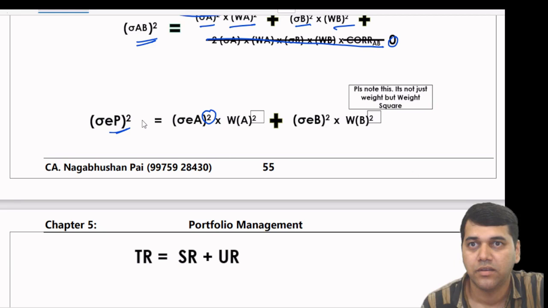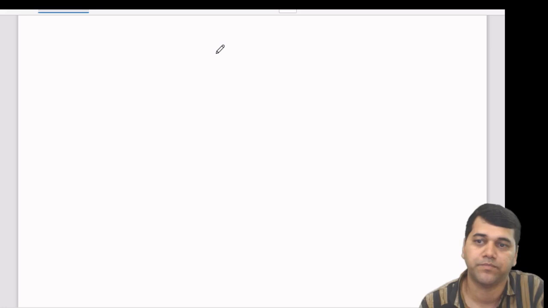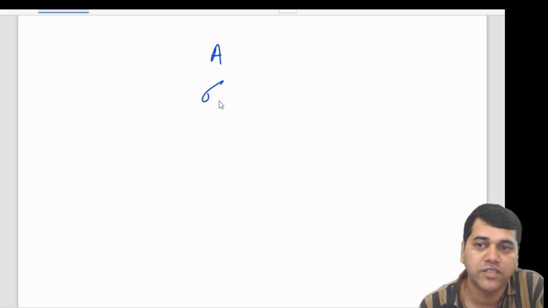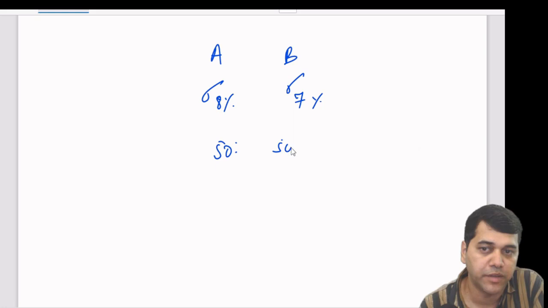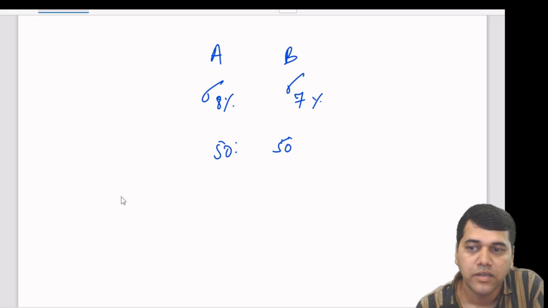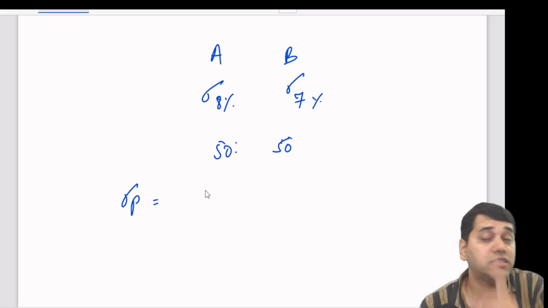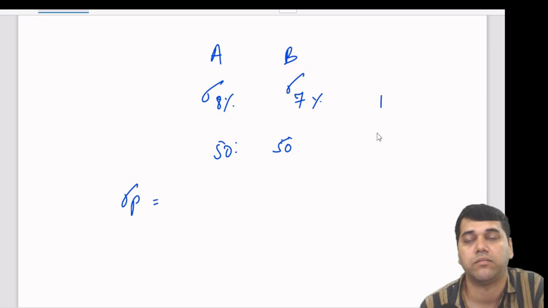Okay, you didn't understand. Okay, I'll ask you one simple question. I have stock A, whose standard deviation is 8%. I have stock B, whose standard deviation is 7%. Now I have it 50%, 50%. I'll ask you only one simple question. What is my standard deviation of the portfolio? First thing you'll ask me, sir, what is the correlation between them? I say 1.